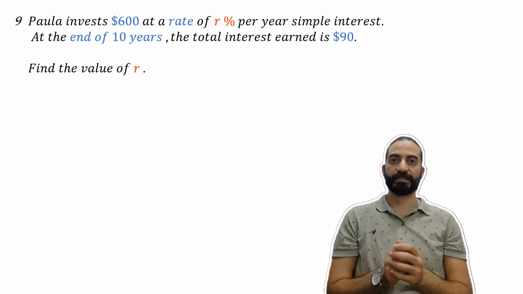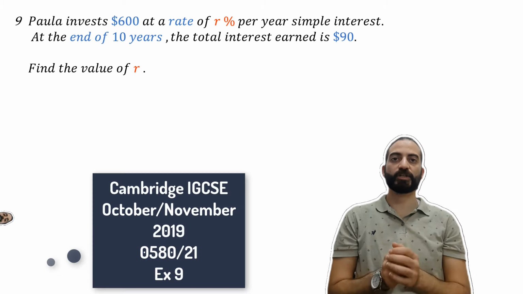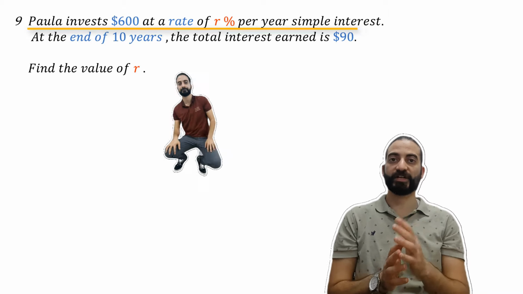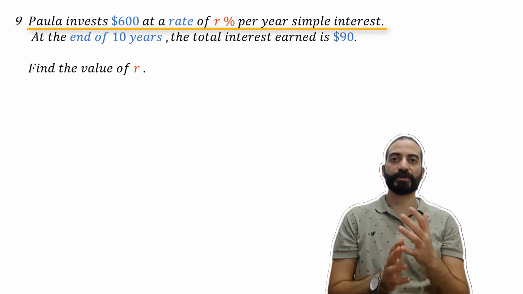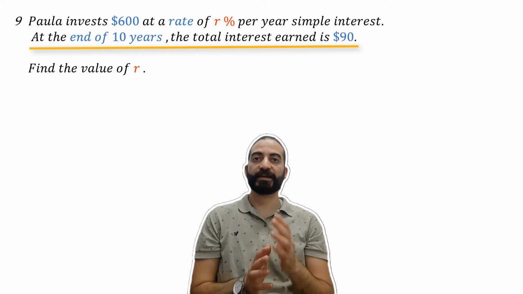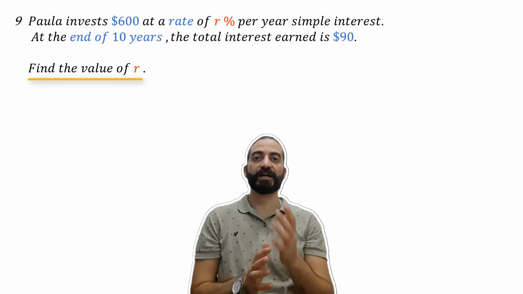Hello everyone, we will start by solving question 9 of the Cambridge IGCSE 2019 exam. It tells us that Paula invests $600 at the rate of R% per year, simple interest. At the end of 10 years, the total interest earned is $90. Find the value of R.